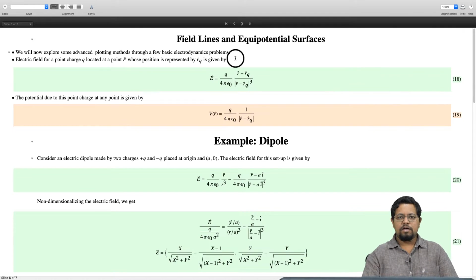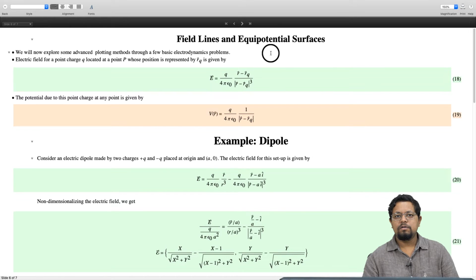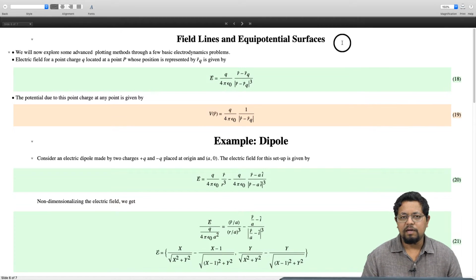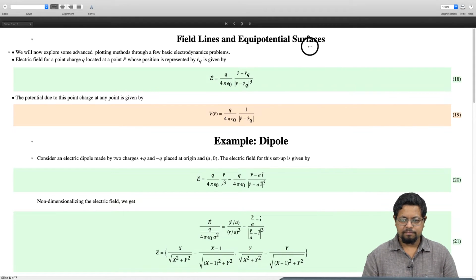Let's apply this understanding or knowledge of vector fields and streamline plots that we have just learned to electrodynamics or electromagnetism, where we study field lines and equipotential surfaces. So in this example, we learn to plot the field lines and equipotential surfaces.